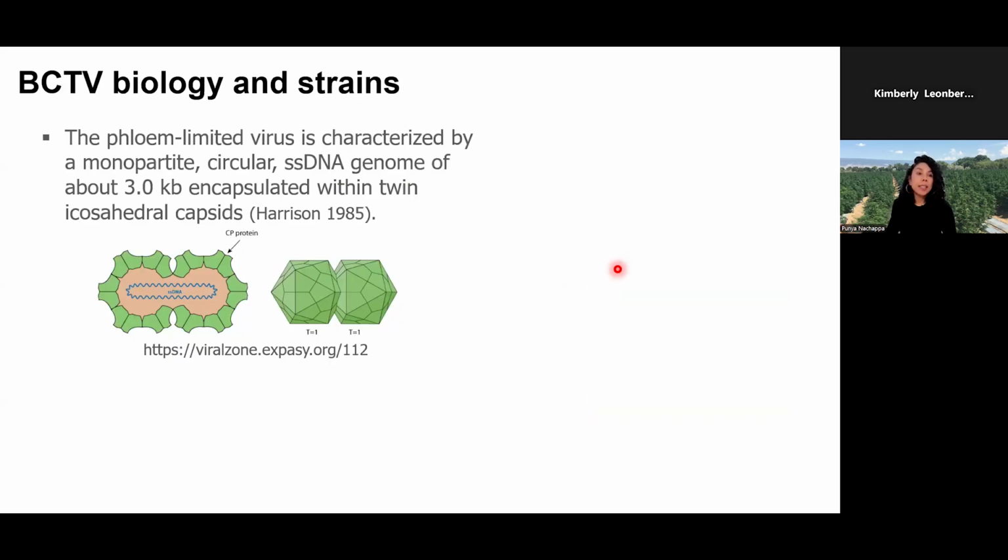Coming back to the virus a little bit, the virus is a phloem-limited virus, and it's characterized by a monopartite, or single, nucleic acid genome. In this case, it is a single-stranded DNA molecule encapsulated between two twin icosahedral or spherical particles, capsids. This is very characteristic of Geminiviridae.